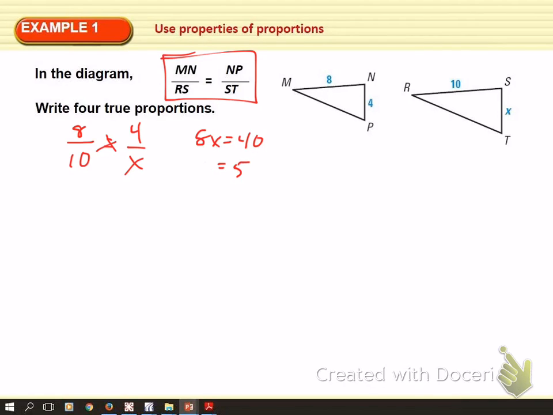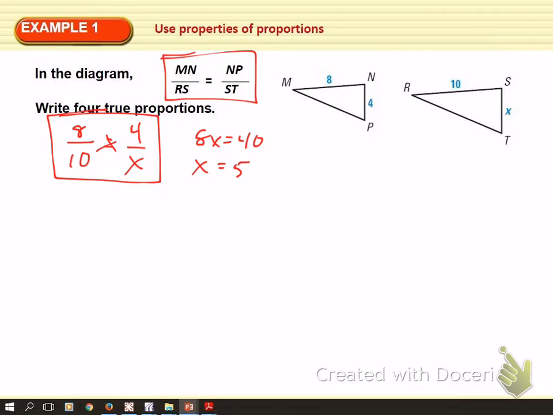But it actually asks for you to write 4 true proportions. There's one. How do you write another true proportion? Is there another true proportion? Proportions are a lot like equations in that you can have equivalent proportions, just like you have equivalent equations, and if they're equivalent proportions, they're going to come up with the same answer. So my question to you is, how can we rewrite this proportion? How can we create an equivalent proportion from that one?